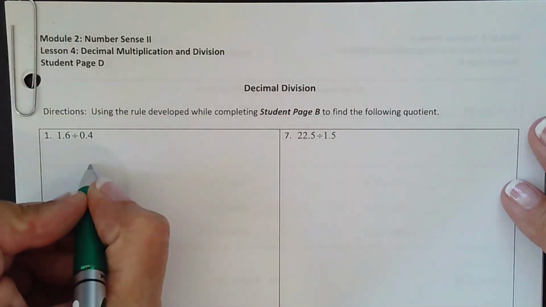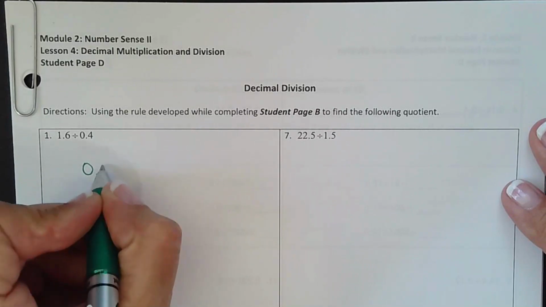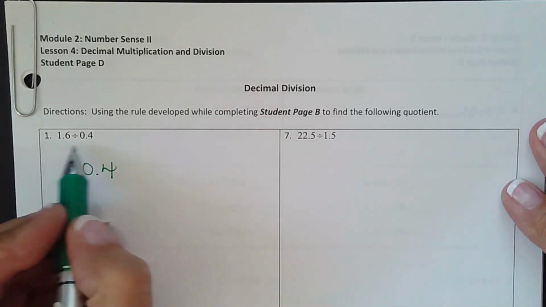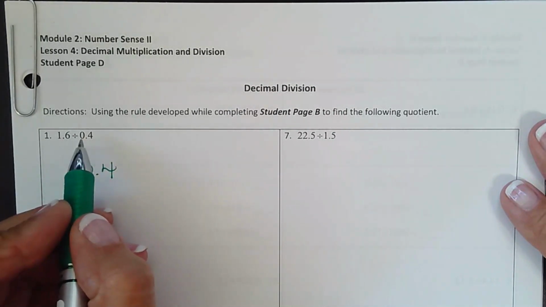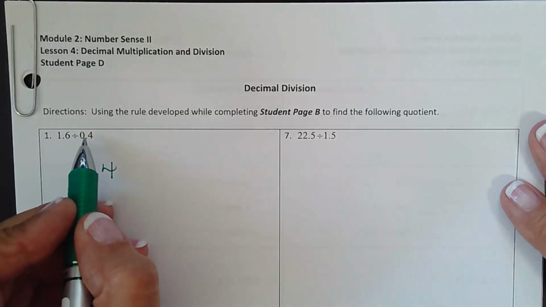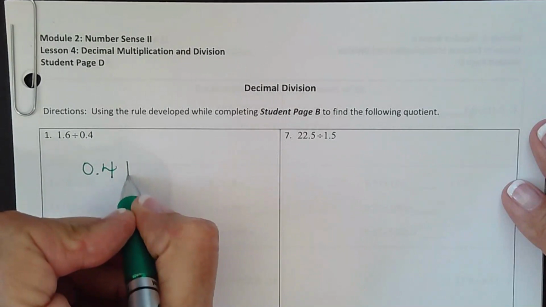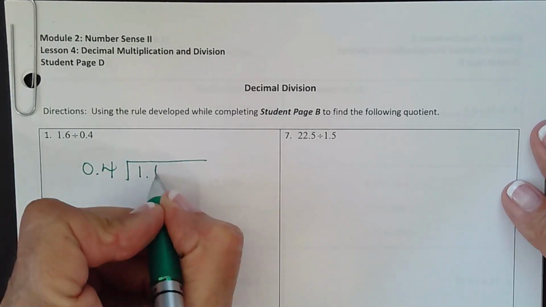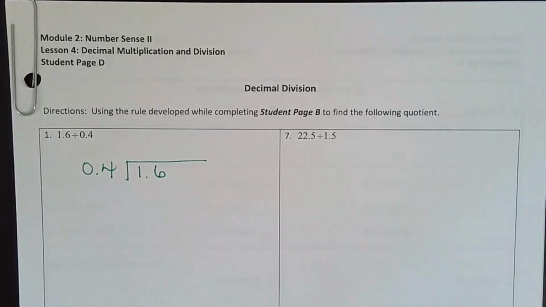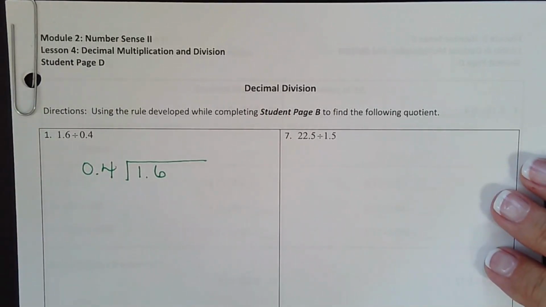As a review, the second number always goes outside. It's the divisor, because this is 1.6 being divided by 0.4. And the 1.6 will be the dividend. It goes underneath the division sign. And we learned in our last video that you cannot divide by a decimal, not when you're doing it by hand.